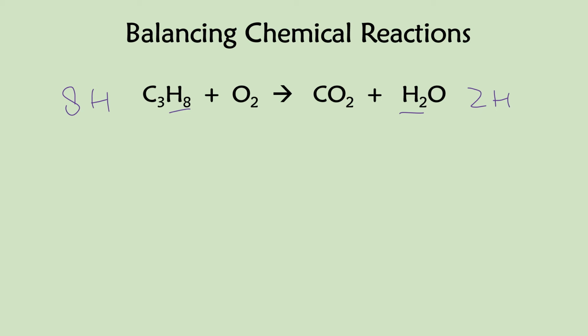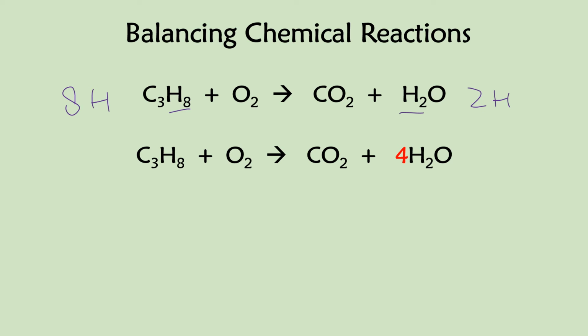Now we want to make both of them equal. So how do we make the 2 an 8? By multiplying that with a 4. So we'll go ahead and add a coefficient of 4 with the H2O. All right, so now the hydrogen is balanced. We'll move on to the next one.